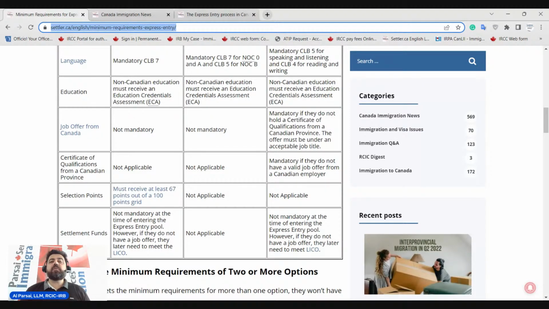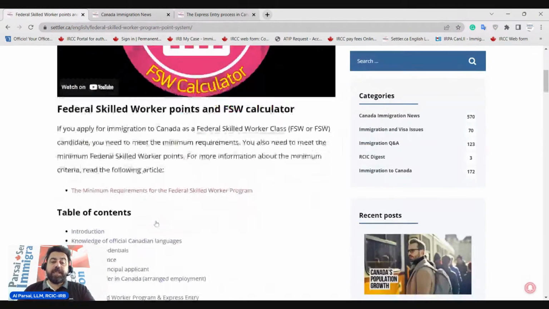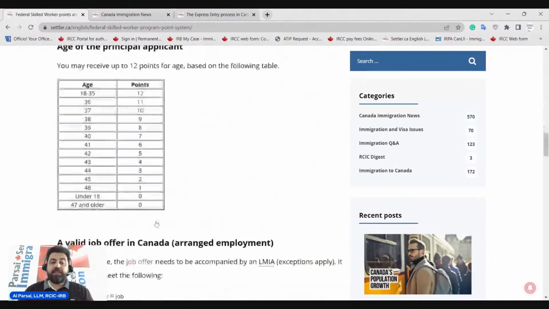In terms of certificate of qualification from a province, you don't need that. And in terms of selection points, you also need to meet at least 67 points out of 100 points. The points are based on your work experience, your age, your language abilities, whether you have a job offer in Canada or not, or adaptability criteria such as work experience in Canada, having family members in Canada, education in Canada, or your spouse's or common-law partner's points. If you do not meet the minimum requirement of 67 points out of 100, unfortunately, your application will be refused. Now, I have another article that explains the point system under the Express Entry system.